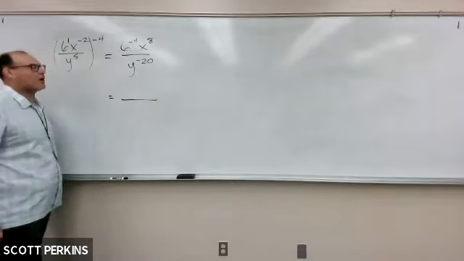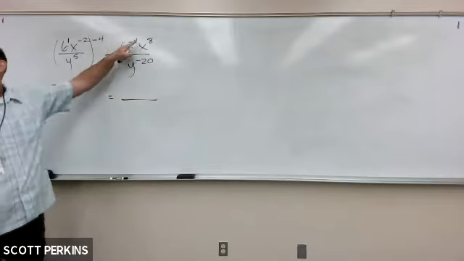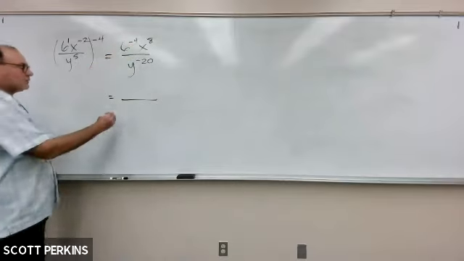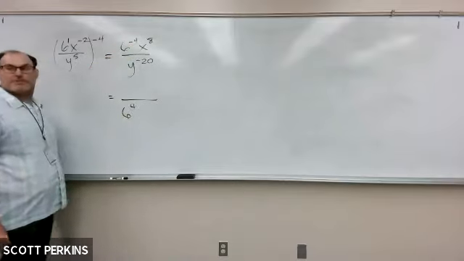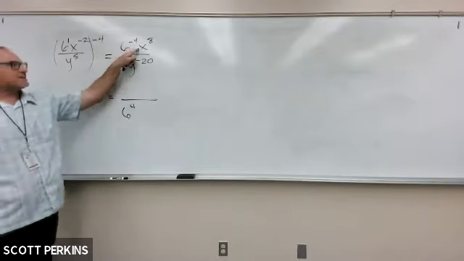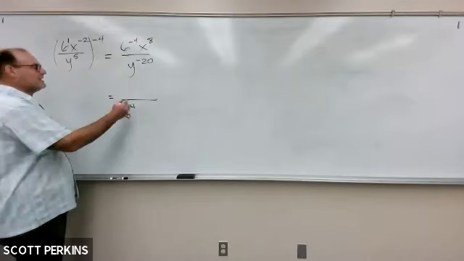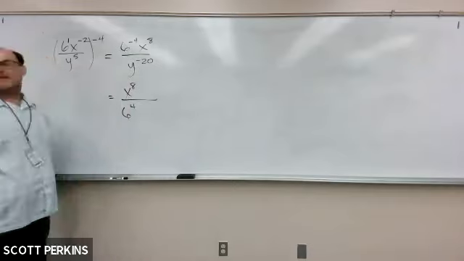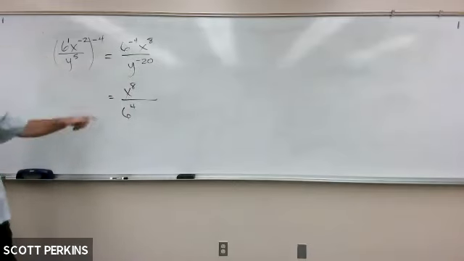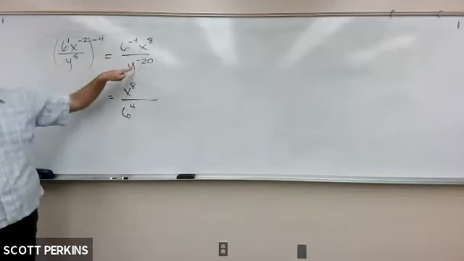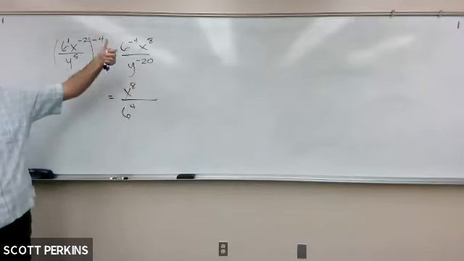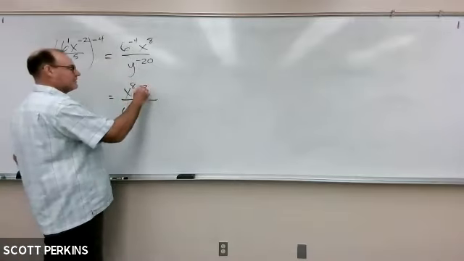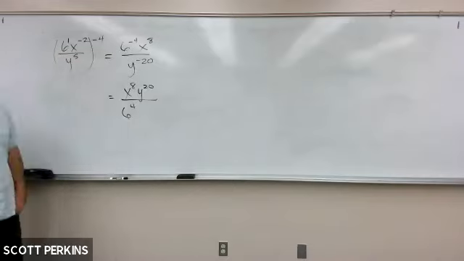Here's my fraction bar. The 6 is raised to the negative 4, so that means it goes to the bottom, becomes 6 to the 4th. The x is raised to the positive 8, so that means it's in the right place, so I'm going to leave x to the 8th up top. And then the y to the negative 20, that is in the bottom, so now the y to the negative 20 also gets lifted to the top. It becomes y to the 20, but there we go.